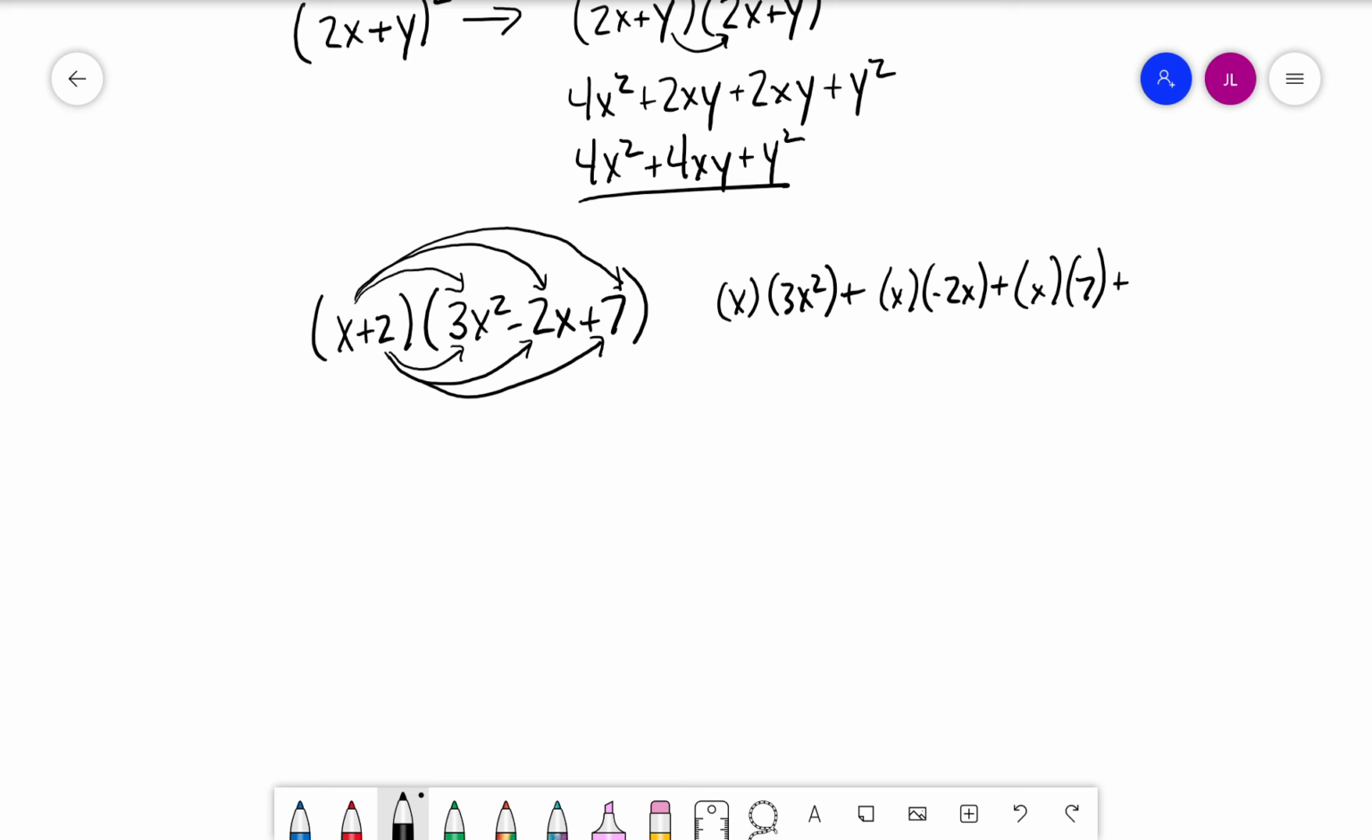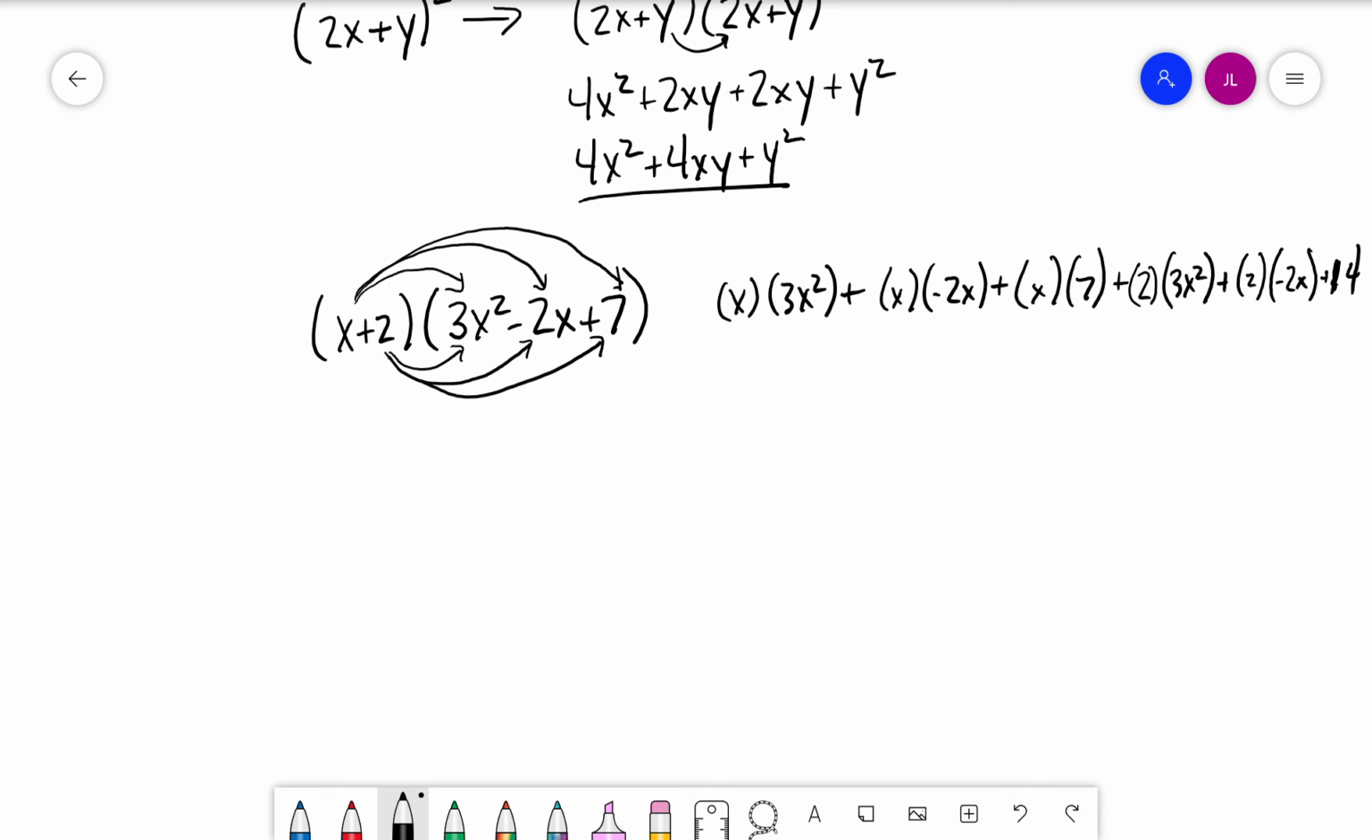plus, so we've done the x times everything, now we need to do the 2 times everything. So I have 2 times 3x squared plus 2 times negative 2x plus 2 times 7, we're going to put that down right now as 14, so we can save some space. These can get rather long, as you can see.